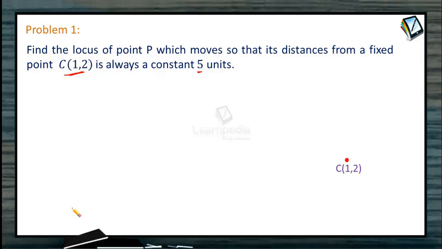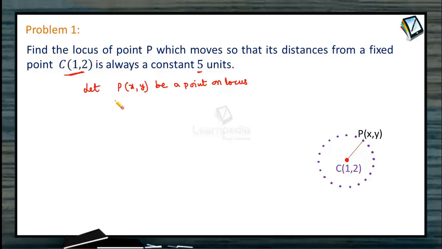First, let's see how the locus is. There is a fixed point C, and P is moving so that CP always remains a constant. We have already seen that this traces a circle. In coordinate geometry, we try to represent this geometric figure with the help of an equation. So we let the coordinates of the moving point be some x, y, that is, let P(x, y) be a point on the locus. Now we express the geometric condition as an algebraic condition.